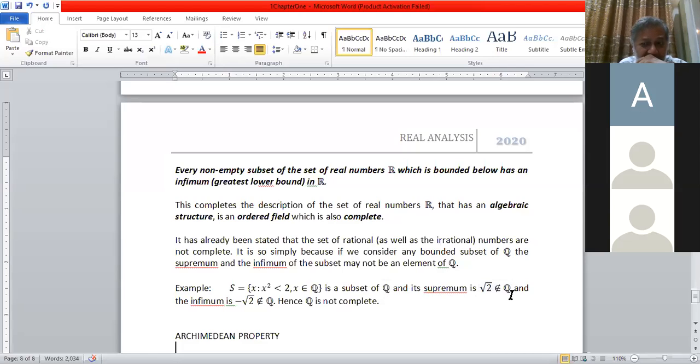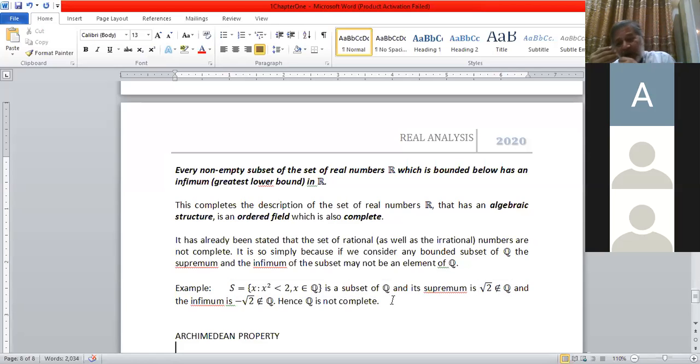Get this point? Yes, sir. Similarly, minus square root 2 is the infimum of this set, but that doesn't belong to the set of rational numbers. Hence, the set of rational numbers is not complete.